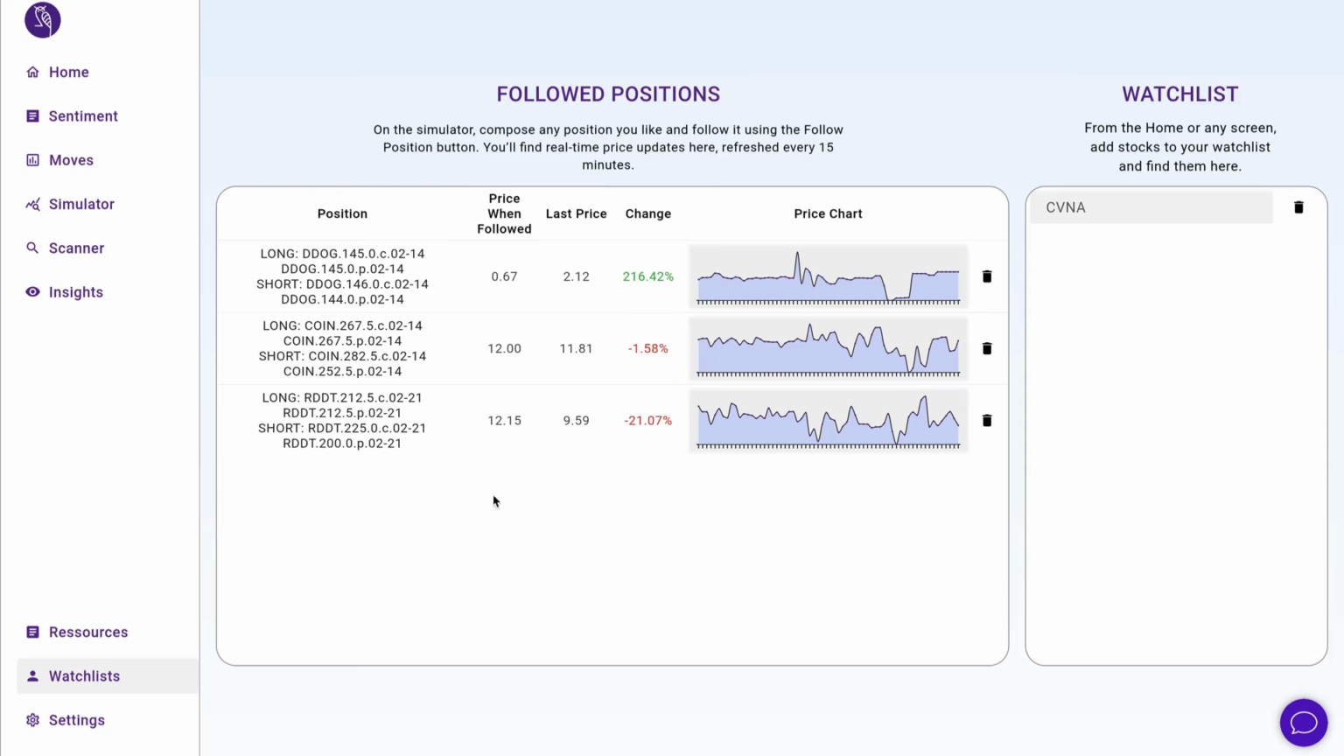And so last week we chose these three positions that you see on Reddit, Coin, and DDOG, three inverse butterflies. You see here a classic outcome of this type of trading, where we wanted positions with low risk, so low maximum risk, around 20 or 30% perhaps.